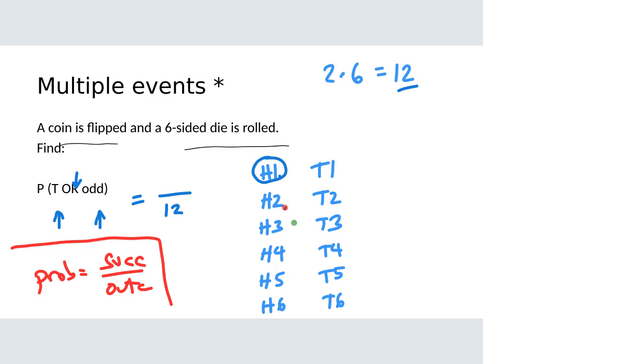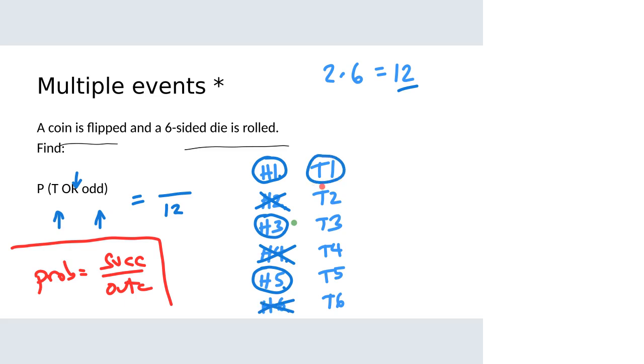Heads with a 2, doesn't have tails, doesn't have odd, that's no good. Heads and a 3, doesn't have tails, but it does have an odd number. Heads and a 4, doesn't have tails, doesn't have an odd number, so that's got neither. That's no good. We need at least 1 to be a success. Heads and a 5, doesn't have tails, but it does have an odd number. Heads and a 6, doesn't have tails, doesn't have an odd. That's no good. And then over here, well, if it has tails, we're going to call it a success.